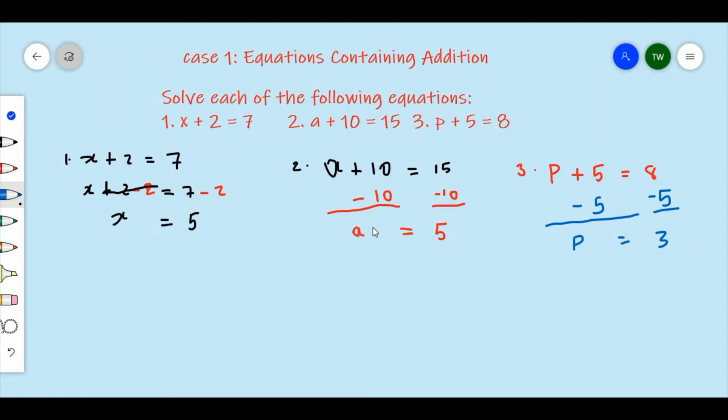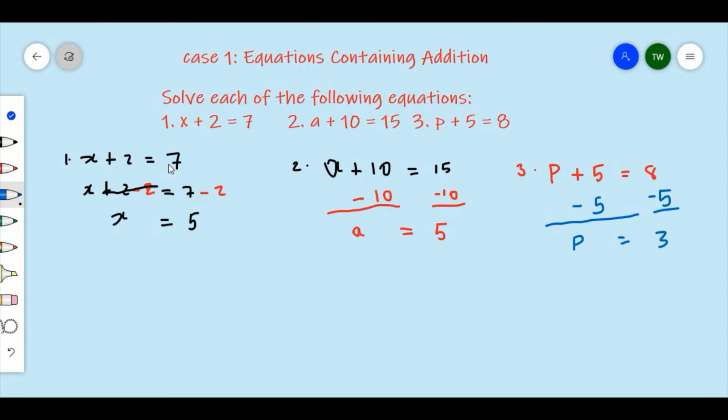Here, we get A to be 5. If we replace A in the original question and put 5, 5 plus 10, that's equal to 15. So absolutely, that is correct. And we can do the same thing for this one. X is equal to 5. Replace X with 5. So 5 plus 2 is equal to 7.